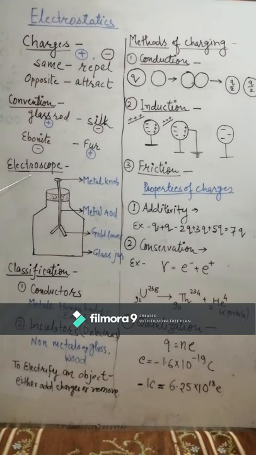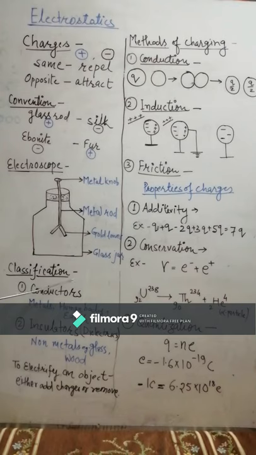If we bring any charged object near this metal knob and touch that rod with the knob, charges are transferred to this knob through this metal rod. These charges reach the gold leaves. Okay, they acquire the same charges, and as we know, same charges repel each other. So these two gold leaves diverge. The degree of divergence shows how much charge was there in the object.